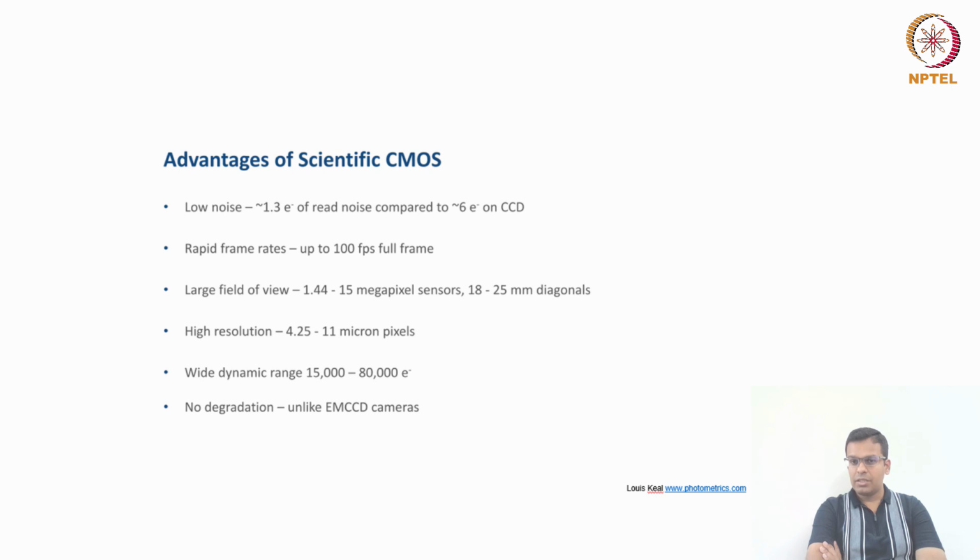Wide dynamic range and no degradation, unlike EMCCD camera. As we just discussed, in EMCCD the actual gain decreases over a period of time because of the decay in the impact ionization. Whereas in sCMOS camera, whether you used it 5 years before or you are using the same camera and same microscope now, the image quality will be the same. There is no decay.